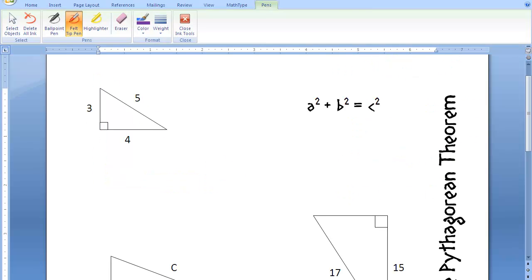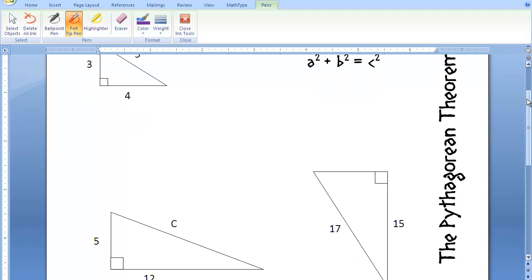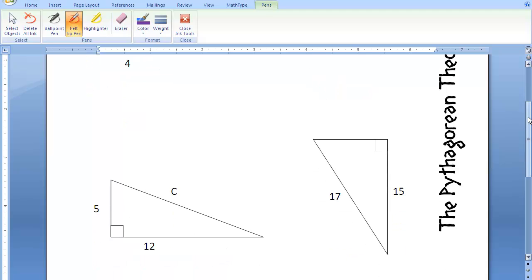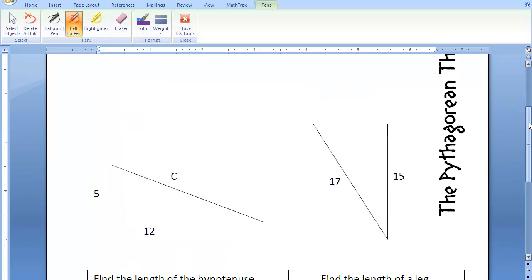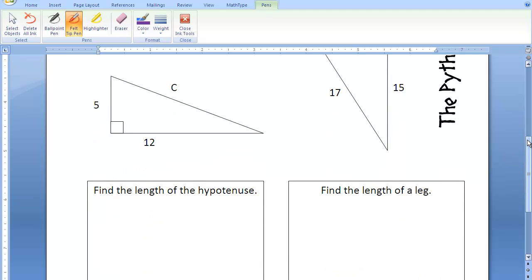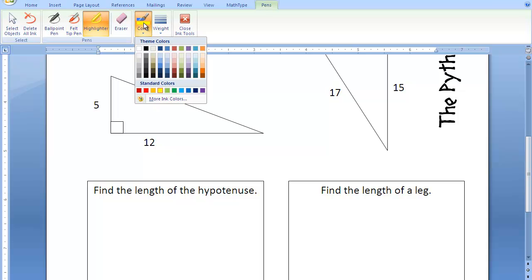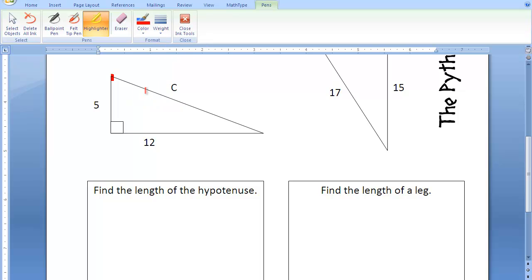Okay, so here's the handout. Hopefully you've got it downloaded already, and we're going to go ahead. I'm going to do 2 different examples. The first example is the type of problem you can expect to see where you need to find the hypotenuse. And this is usually where we start with the Pythagorean Theorem. So notice here that the missing side is this side right here, the hypotenuse.